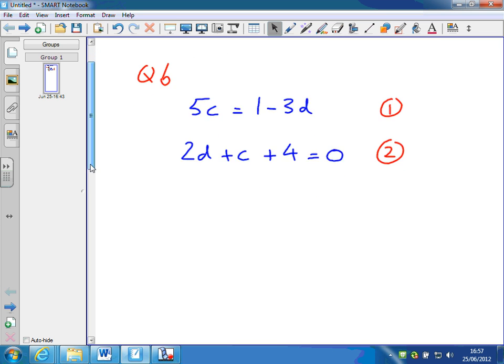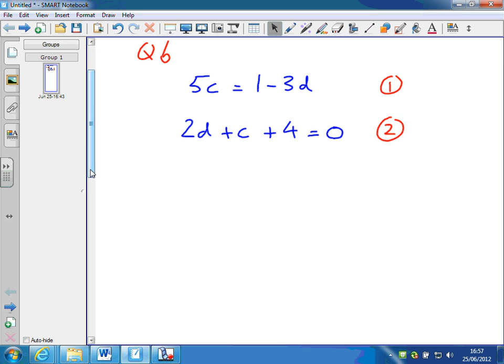I'm going to have a go this time at doing this by substitution, because if I look at the second equation, I can rearrange that for C so that it reads C equals something, and then put that into equation number 1 instead of C, so I can then find D.